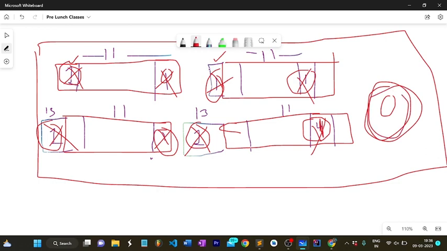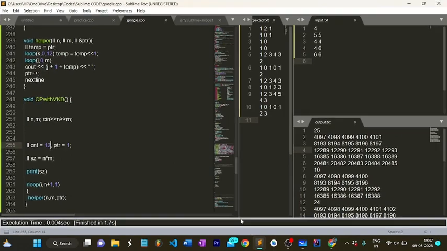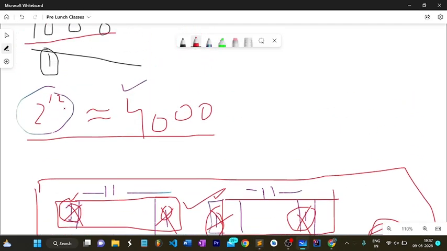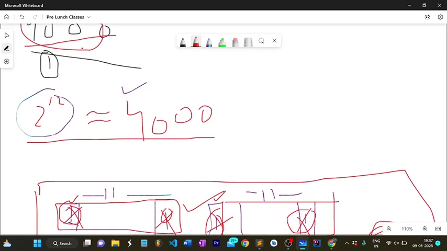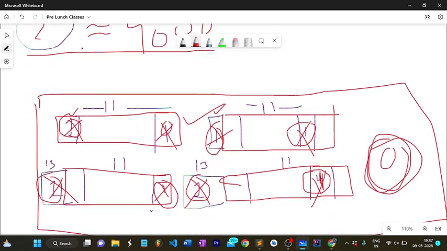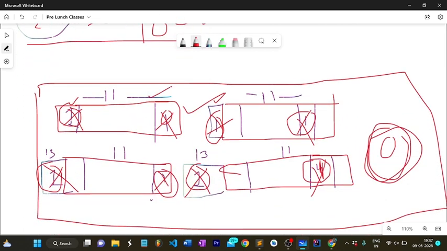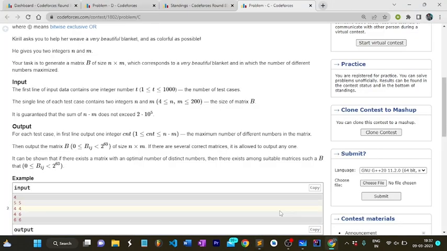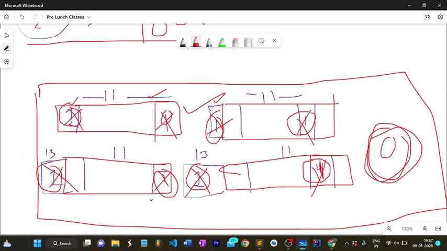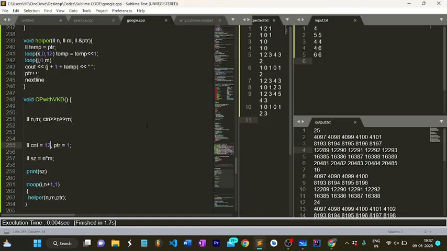Okay, and why I am placing them this way, I'll explain through my code here. As I have explained, in the worst case we have 4000 different numbers in our answer matrix, and since we are trying to maximize the number of different numbers, we will try to put as many different numbers as possible in the answer matrix. So for that reason I have left these 11 bits. Let me explain it through the code.